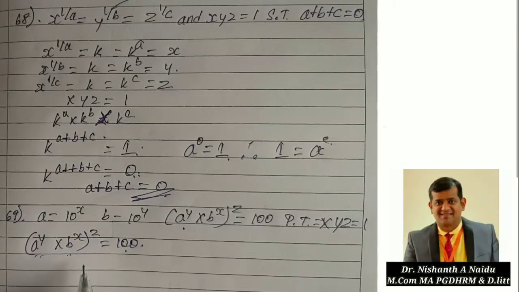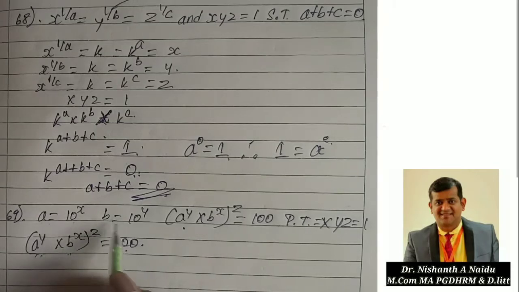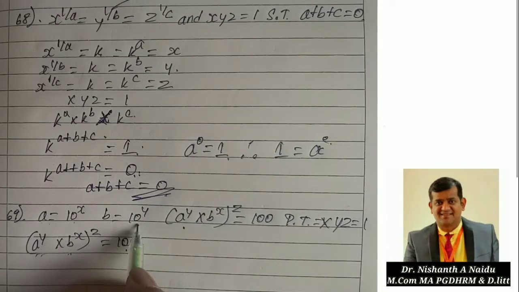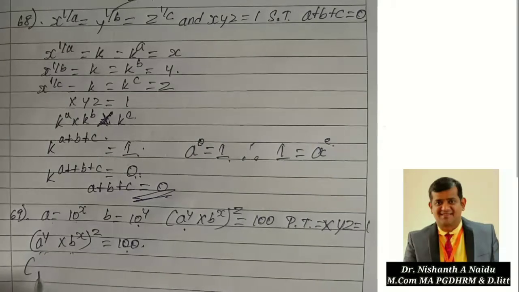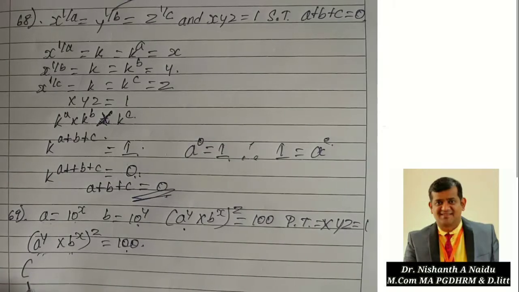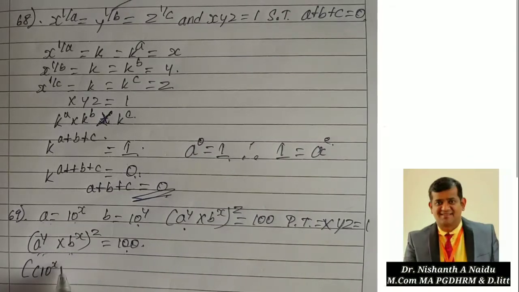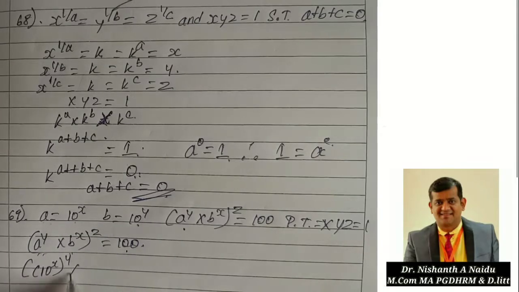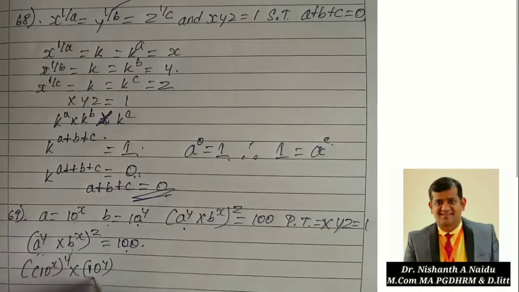Correct. So if I have to get 100, then it must be 10 and 10, 10 tens are 100. See, here also he has given 10. a equals 10 to the power of x, b equals 10 to the power of y. So what we can do is substitute. We can have a multiplication equation now. Open, and again we have one more bracket: 10 to the power of x whole power y, into, same way, 10 to the power of y, this is b value, whole power x.